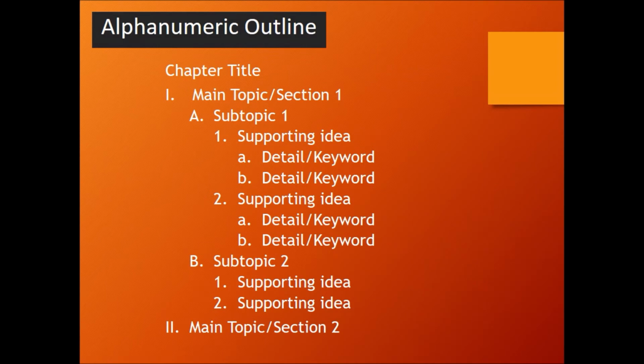Now here's an example of something that we're going to do with our textbook. The chapter title comes first, and then we'll list the main topic or the first section. In our textbook, that's typically the learning objectives. So you'll see that the Roman numeral 1 would be our first learning objective. On down at the bottom, the Roman numeral 2 would be our second learning objective.